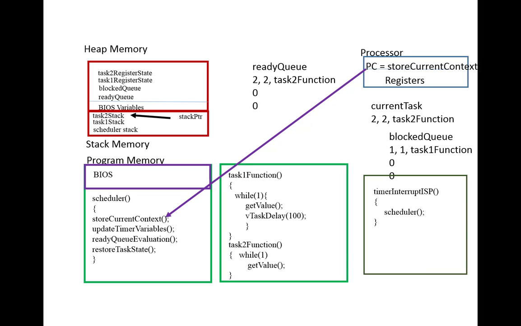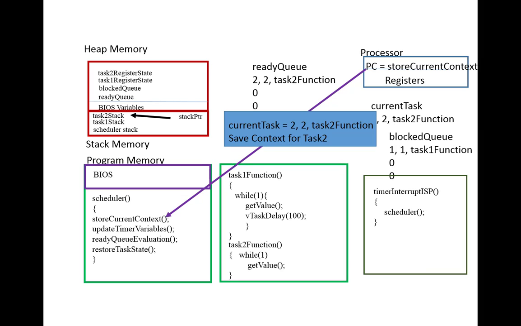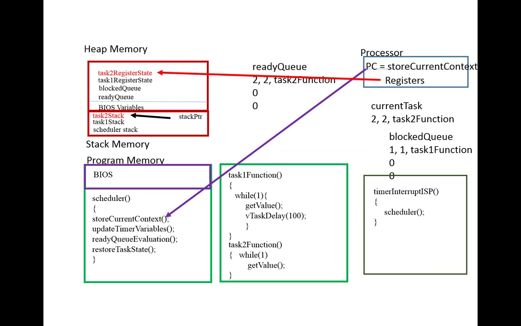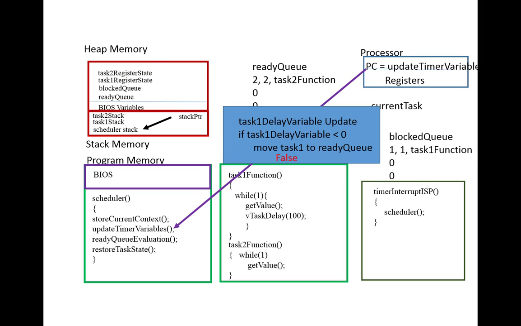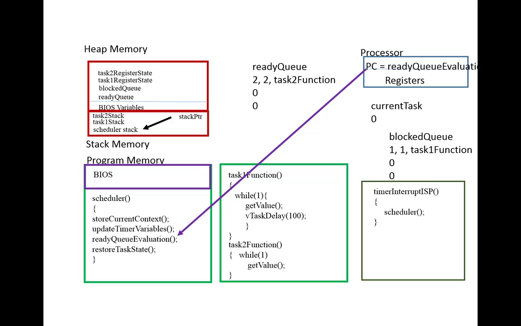We store our current context, which is the task 2. So we're going to store its stack pointer, and we're going to store its task 2 register states, and we're going to store its program counter. We're going to update the timer variables. We're going to look to see, is there anybody waiting over in the block queue for a certain time? In this case, we're going to assume that we haven't waited long enough. So we're going to leave task 1 in the block queue. It's not waited long enough yet.